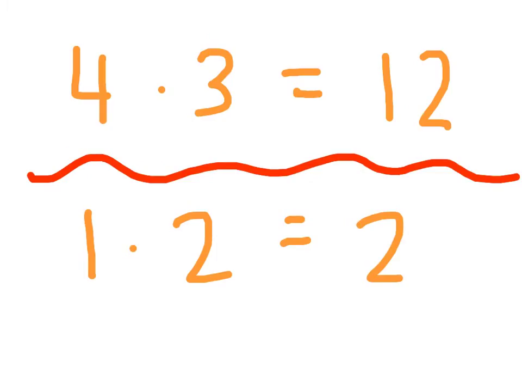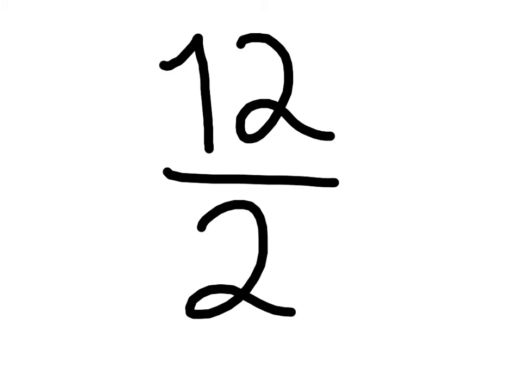So now let's get rid of the line that actually divides these numbers. And so we do 4 times 3, it's 12. And 1 times 2, that's 2. So we now have 12/2.